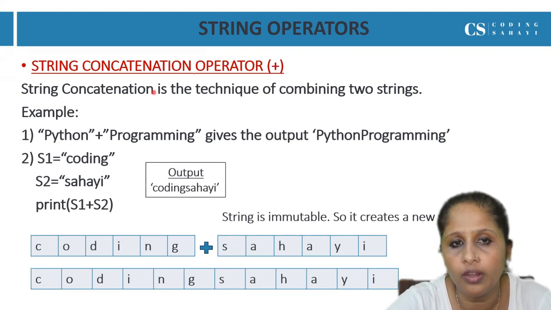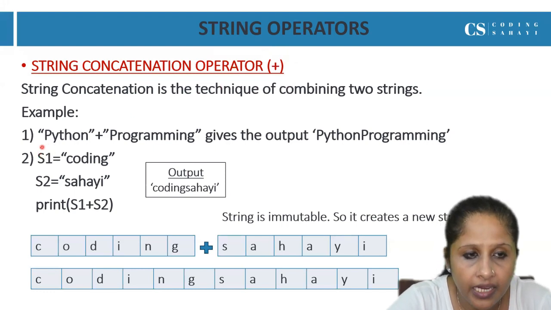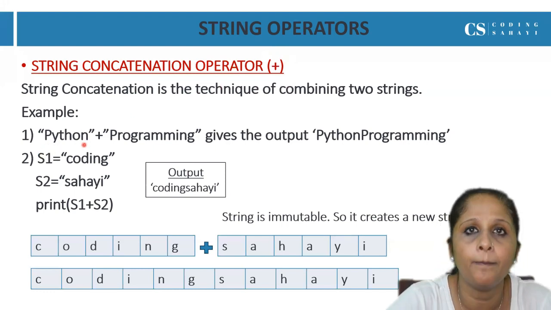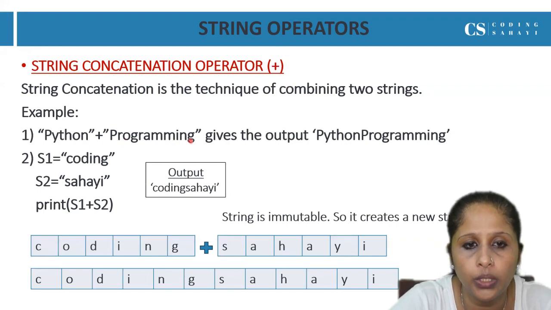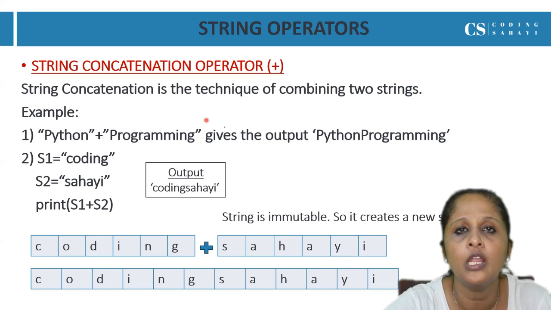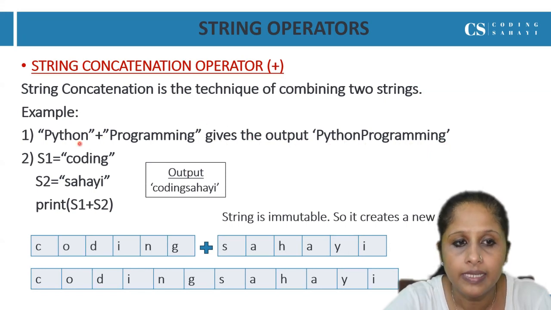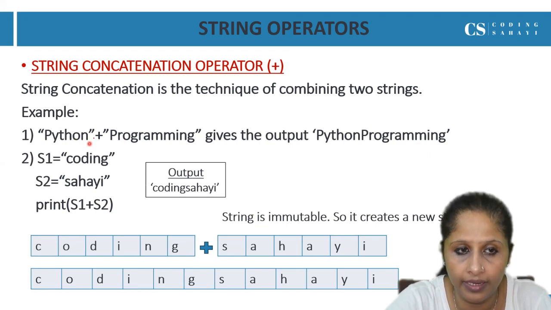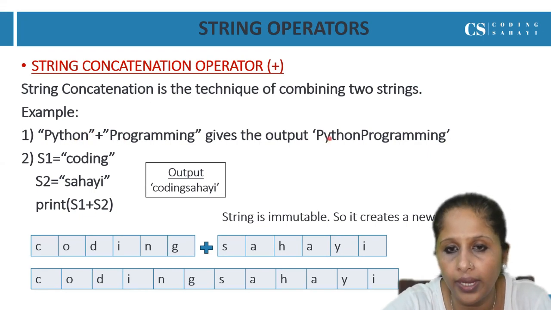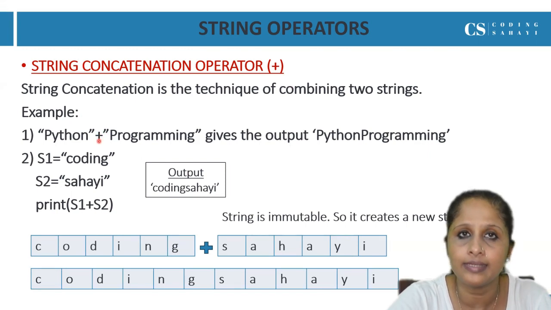So for string concatenation, we are using the plus symbol. Let's see an example. Here I have written string 1, Python, then string 2, programming, and in between I am giving this plus symbol. So it is going to give the output as Python programming. There is no space in our double quotes, that's why it's coming together. So the plus symbol is acting as a concatenation operator in strings.